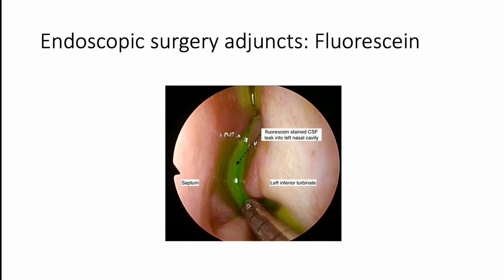Another adjunct that we often use in endoscopic repair of anterior cranial fossa floor CSF leak is, of course, fluorescein dye, which improves the surgeon's confidence in identifying the site of leak and closing it off. So fluorescein dye has also come to occupy center stage in endoscopic surgery as a useful tool to locate the site of leak and seal it off.